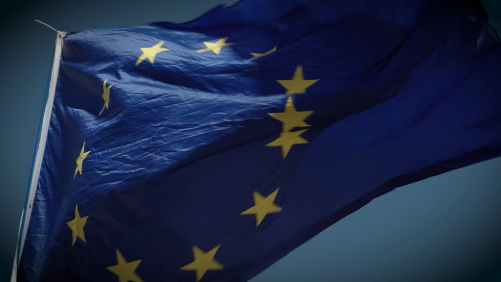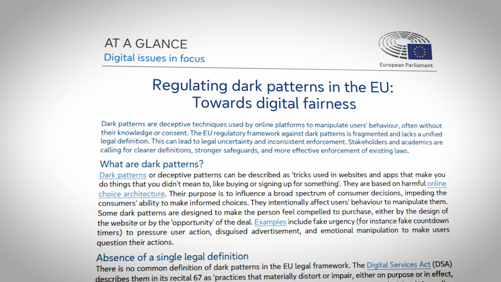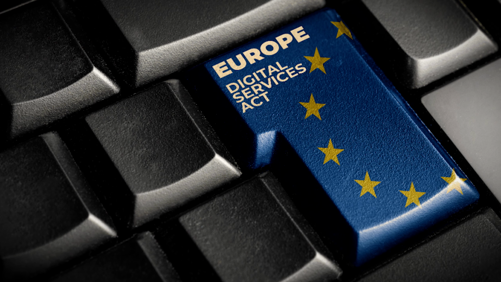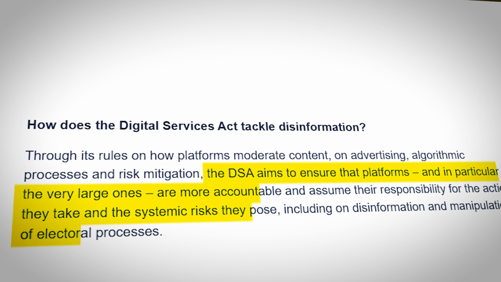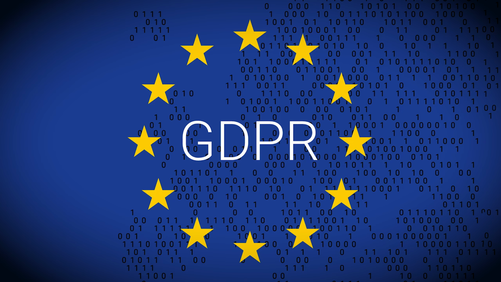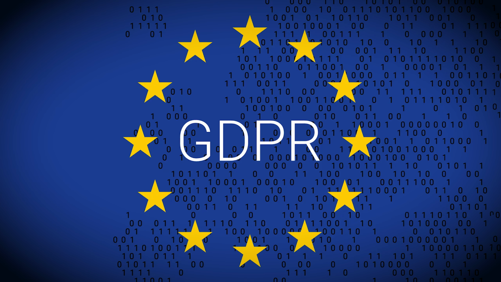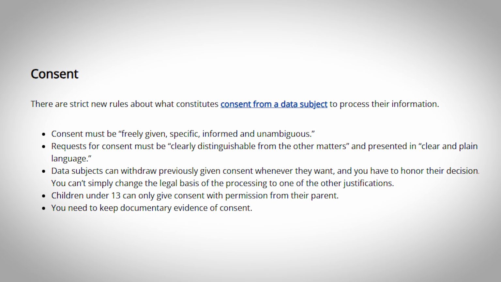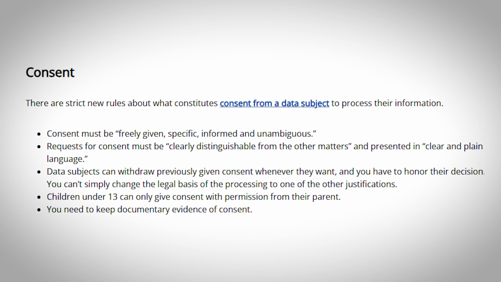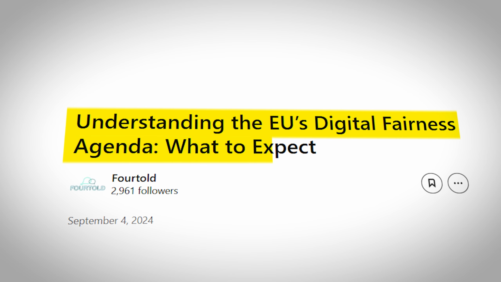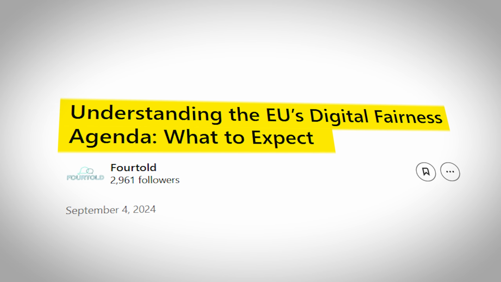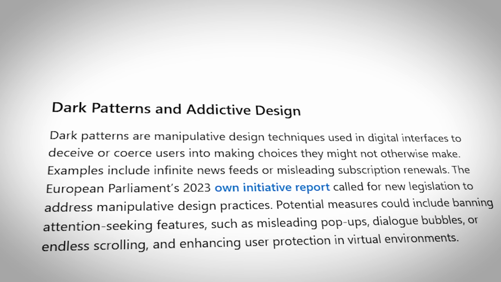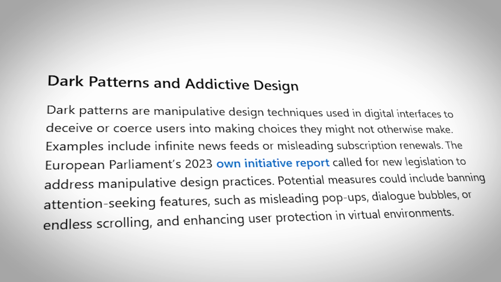The European Union is actually ahead of the US on this one. They've introduced several legislative acts to combat dark patterns. The Digital Services Act specifically prohibits online platforms from using manipulative design. And while their General Data Protection Regulation, GDPR for short, doesn't specifically mention dark patterns, it does have provisions that can restrict deceptive practices in getting user consent. Looking ahead, the EU is working on something called the Digital Fairness Act, which is expected to release this year. It's meant to create a more unified approach to protecting users from dark patterns, rather than the fragmented regulations we have right now.